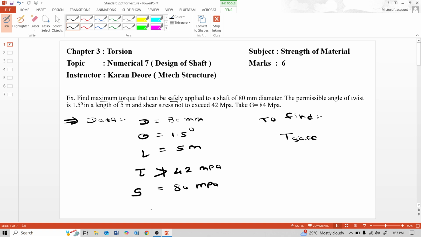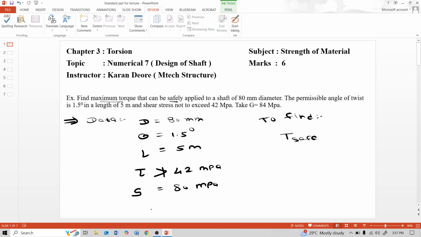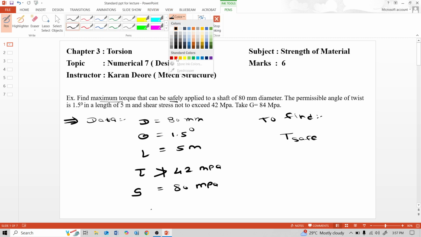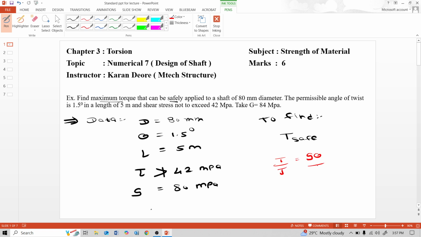So the solving methodology of this numerical is: we will find the torque based on shear stress and the torque based on angle of twist. That means by using this formula, T by J is equal to G theta by L, this is the torque based on angle of twist, and T by J is equal to tau by R, this is the torque based on shear stress. We will find this torque.